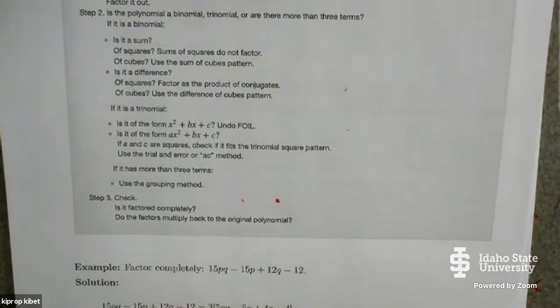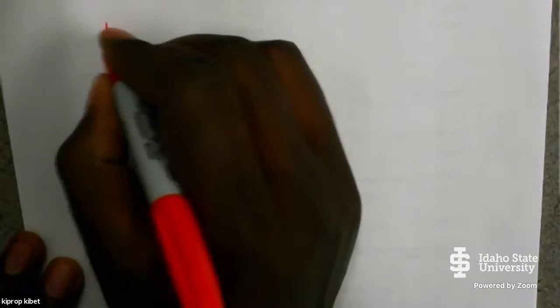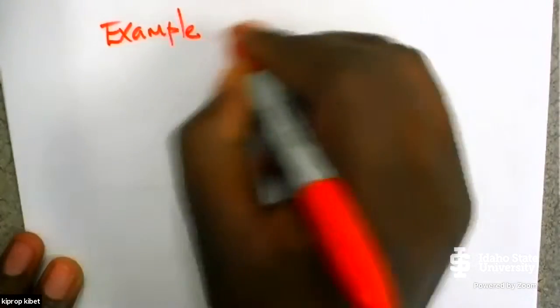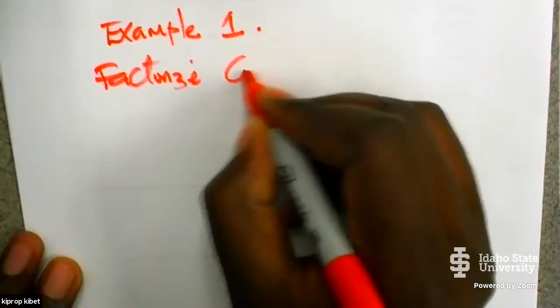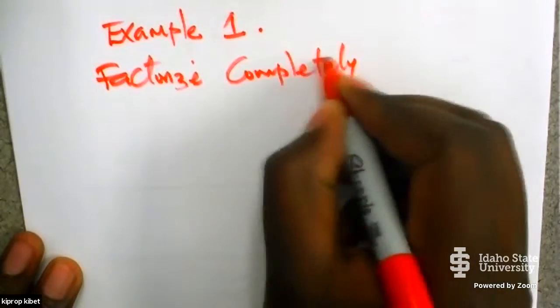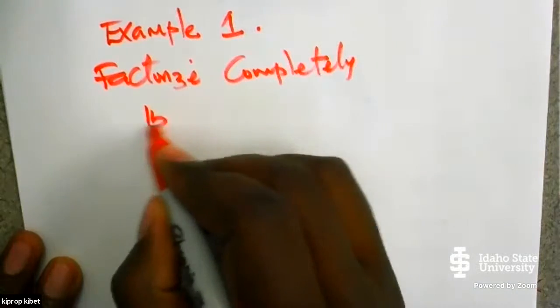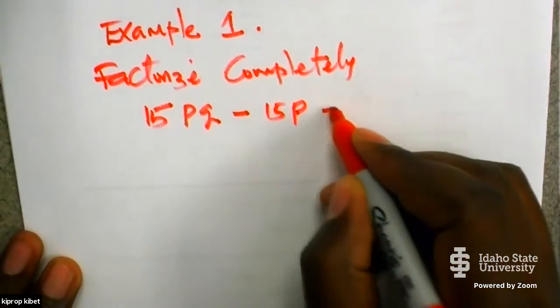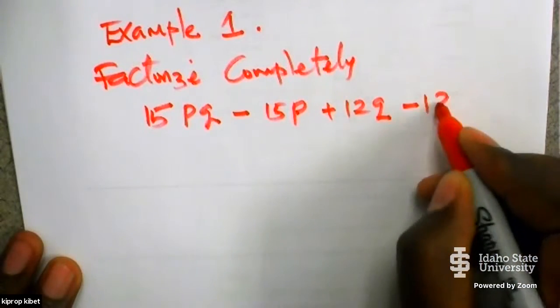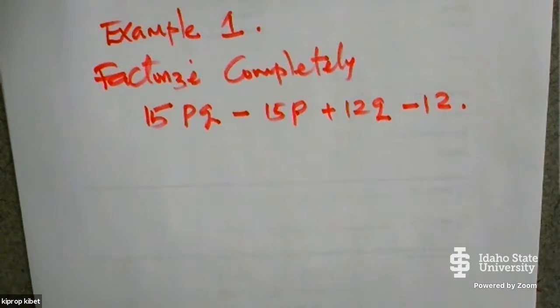Now, let's come to example number 1. Factorize completely 15PQ minus 15P plus 12Q minus 12. So factorize completely 15PQ minus 15P plus 12Q minus 12.